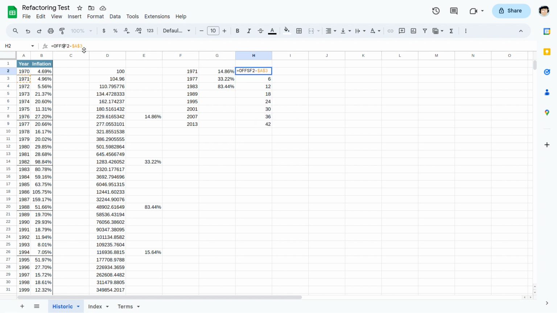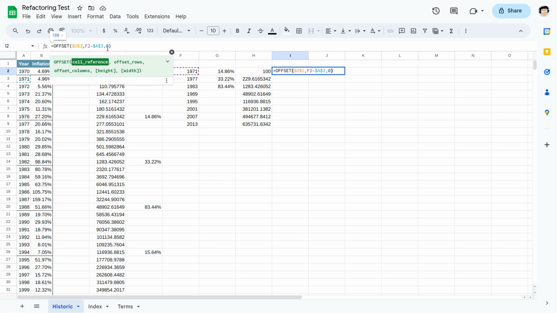So offset of D2 by that amount. I think that's all I need, right? Maybe 0. Right. Unlock the D2. So this will be the first number. And then the second number is going to be the 8.